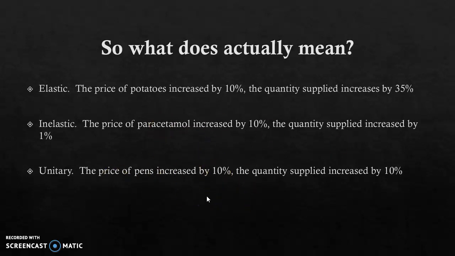Like, I was trying to think of a good that might be unitary. I literally don't know, but I'm just making this up. I'm thinking PES is not really, I can't see that it'd be elastic or inelastic, but say the price went up 10%, the quantity supplied goes up by exactly the same amount as well, 10%. So that's what it actually means, practically speaking.